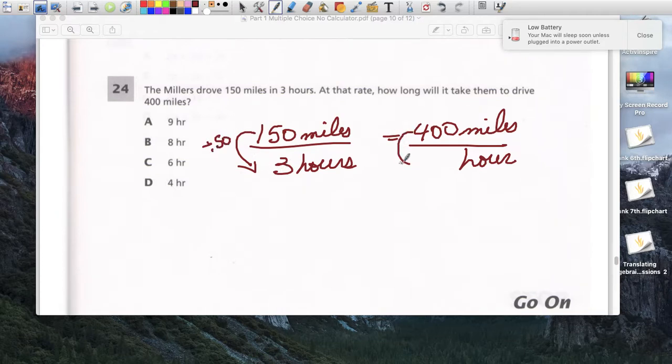So I can do the same thing here. The relationship is divide by 50. So 400 divided by 50 is 8. So it would take me 8 hours.